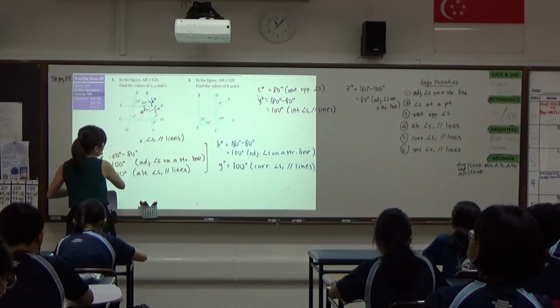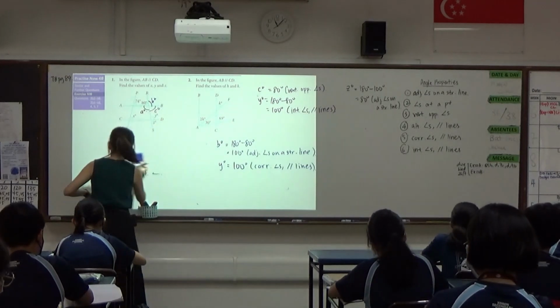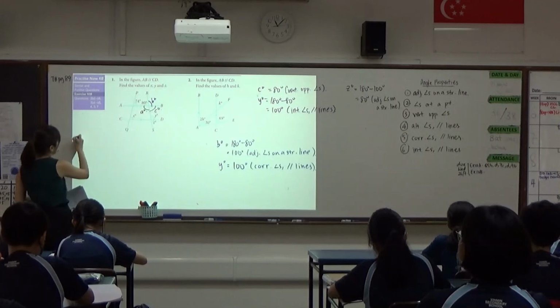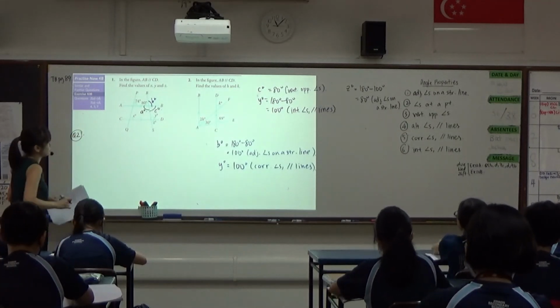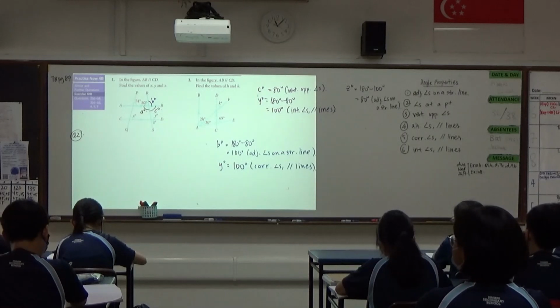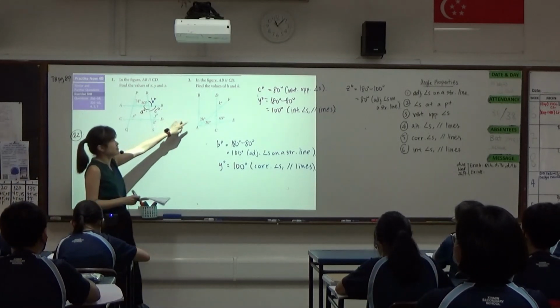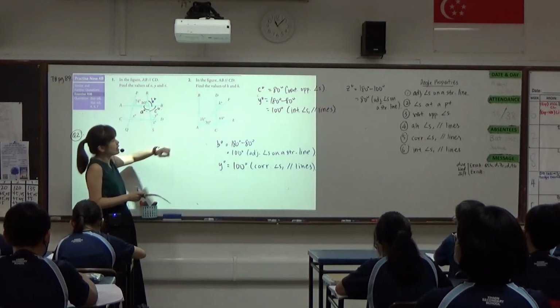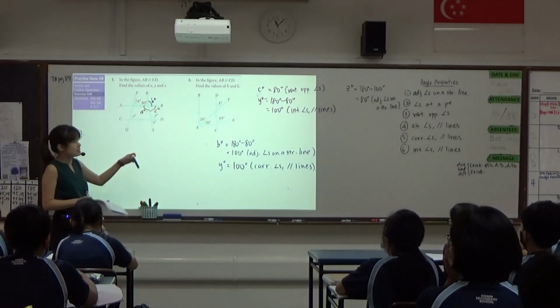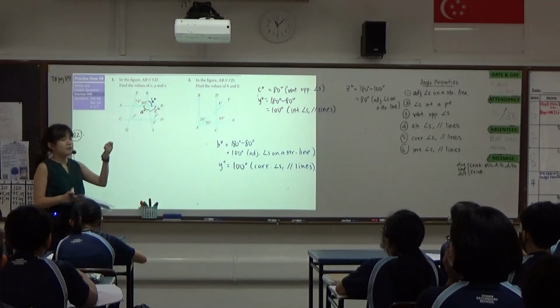Now let's look at question 2. We want to find out the value of h and k. Let's find out what h is first. How can we find out the value of h? Let's call someone. Kyra.